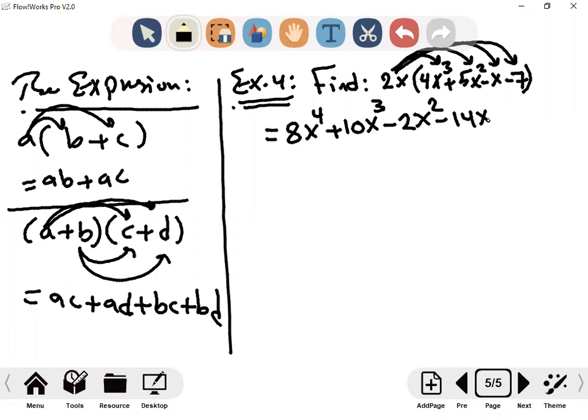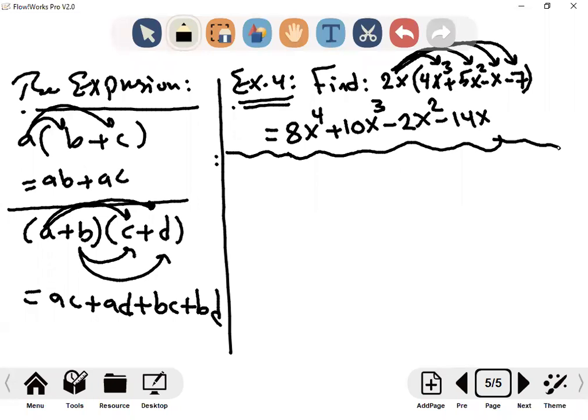Done? Now, after you finish your multiplication, be careful about two things. The first thing is that there are no like terms in your answer. Here, power 4, power 3, power 2, power 1, no like terms. The second thing you need to care about is that your answer should be in standard form, from the highest to the lowest degree. Done? And our answer is ready.